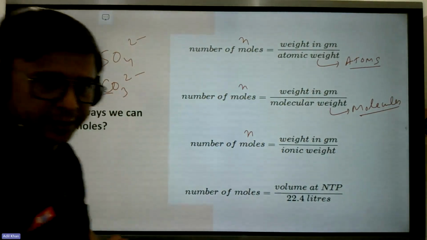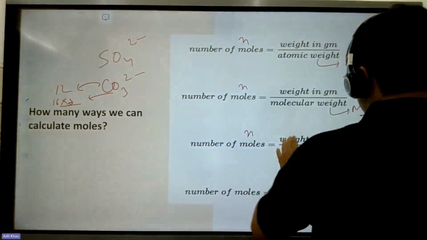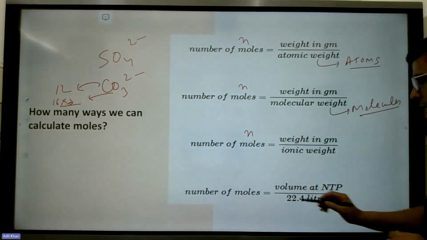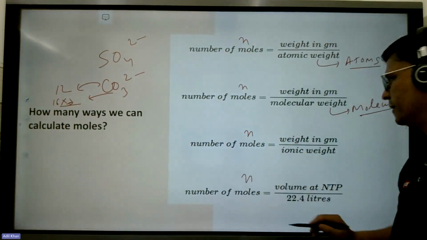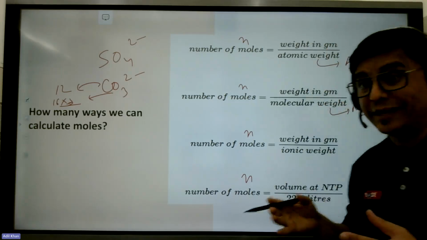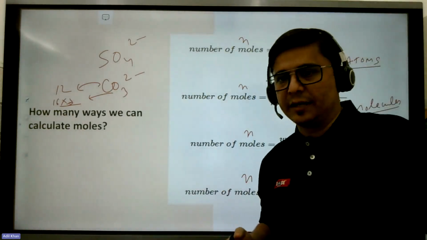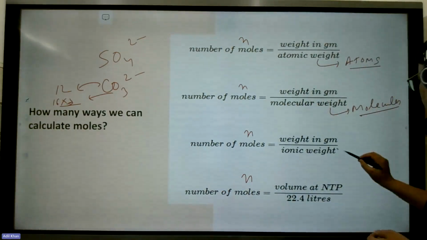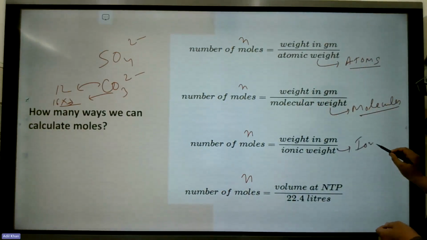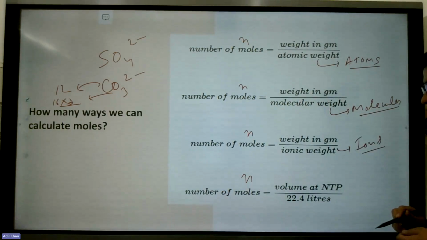You can calculate accordingly. So weight by ionic weight. Similarly, number of moles you can even calculate. These are for solids. Solid means you can calculate the mass. Atoms, molecule, or ions. This is for ions basically. It can be cation or anion.